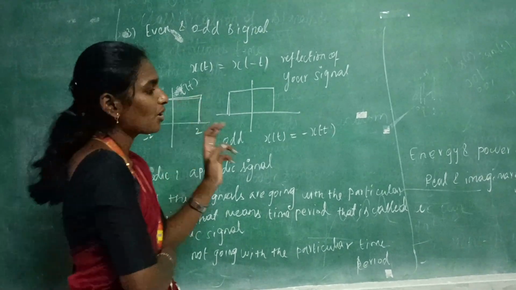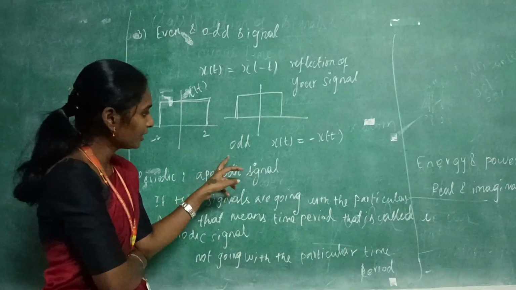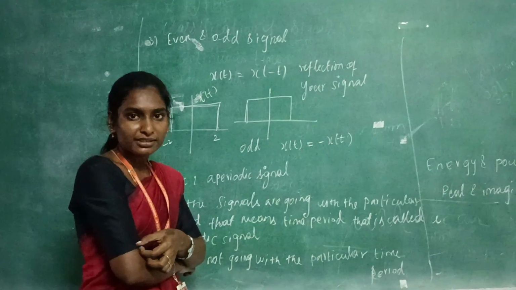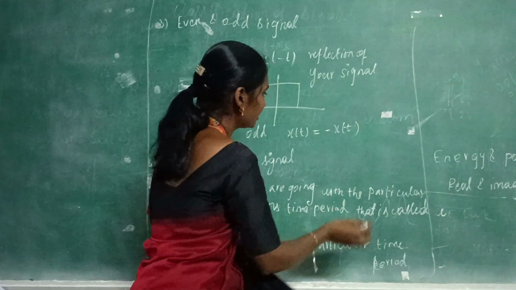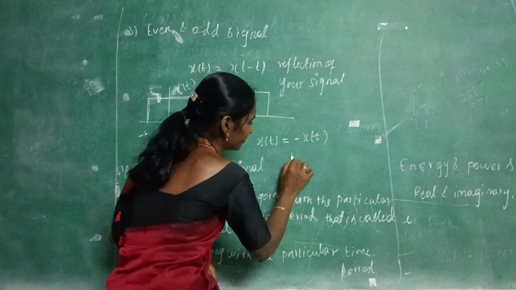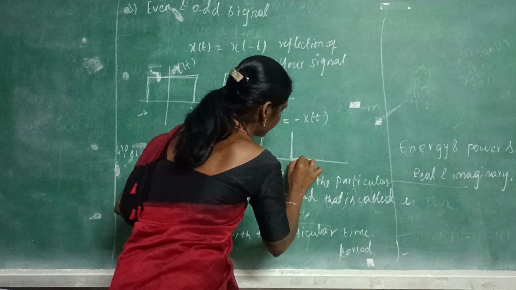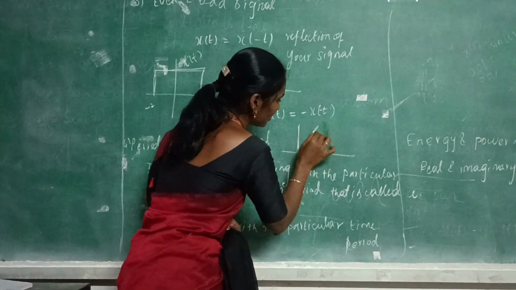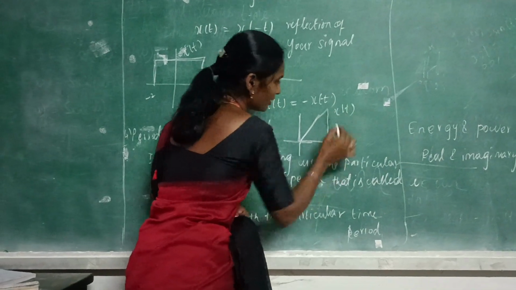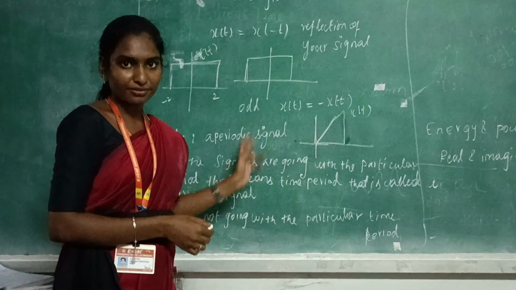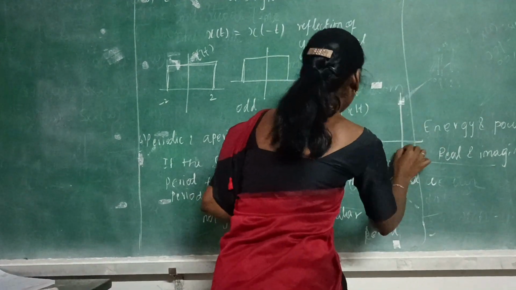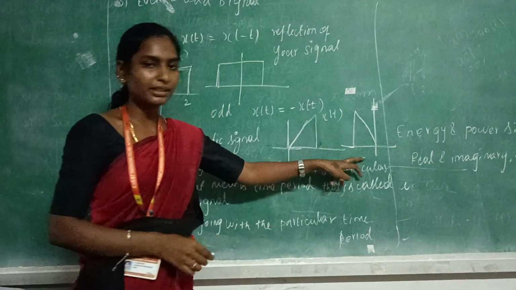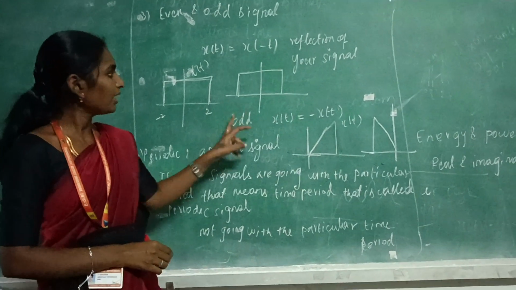So what is an odd signal? An odd signal is one where we have the condition x of t equal to minus x of minus t. Here I will draw. This is your x of t. You can draw the signal in reverse, and we cannot get the same signal. So that is called the odd signal.